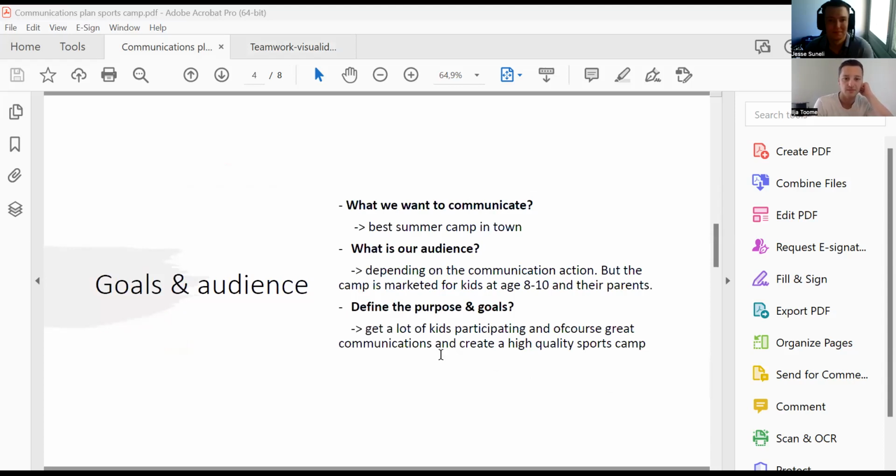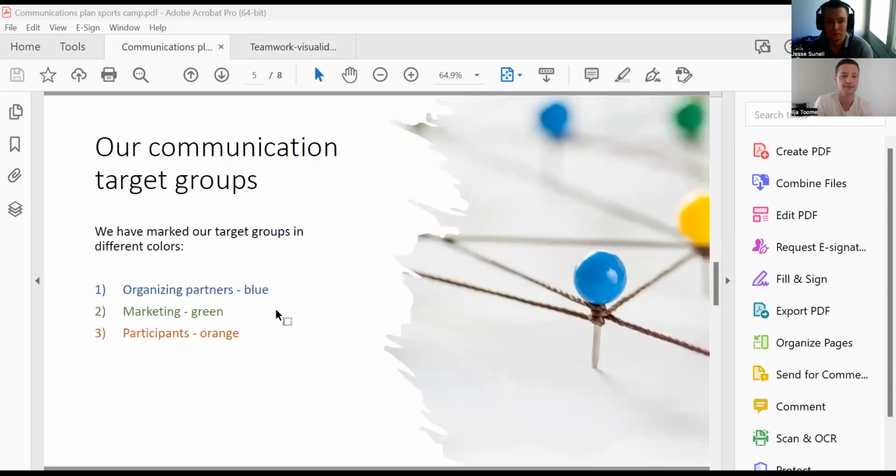Then very briefly, we wanted to communicate the best summer camp in the town. Our audience is, well, we have this communication plan coming later, so there you can better pick up what communication action is for whom, but mostly for the kids and of course their parents because they are making the decisions. And of course, we would want to get a lot of kids participating, do great communications, and create a high quality sports camp. So soon we will check out the communication plan.